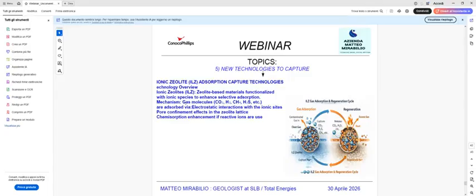mechanism is based on gas being absorbed via electrostatic interaction with ionic sites. Pore confinement effects in zeolite and chemisorption if reactive ions are used. This system is still to be developed, and we also have other applications that we are working on at Schlumberger.